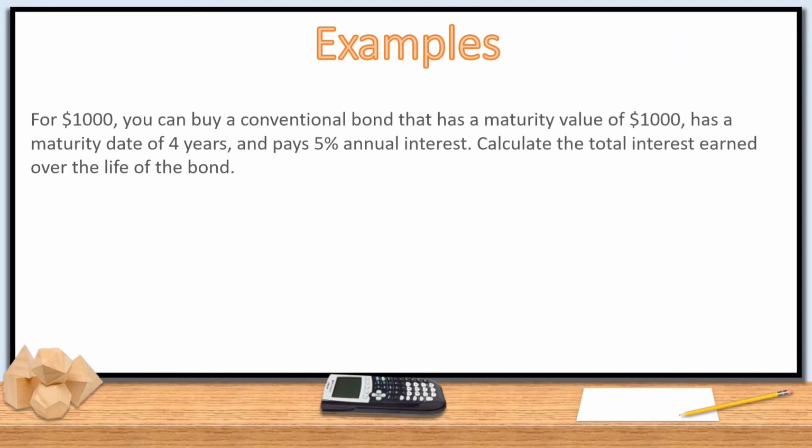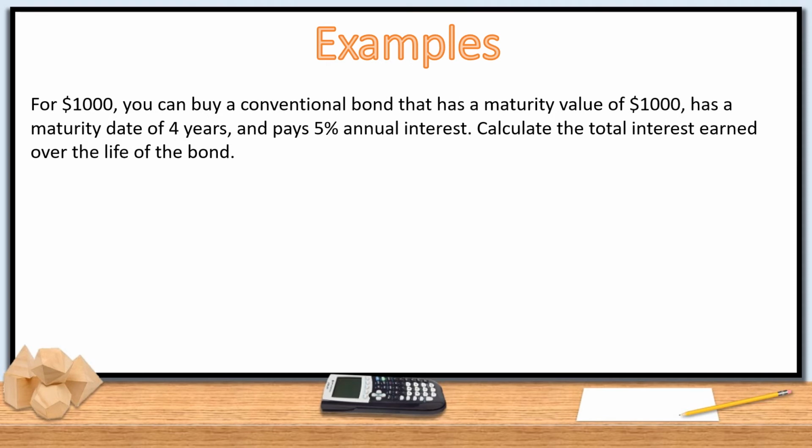All right, let's do the first example. For $1,000, you can buy a conventional bond. Remember, a bond is an IOU. You are loaning somebody money, and the maturity value is basically the amount they borrowed. At the maturity date, this is the amount they're going to pay you back.